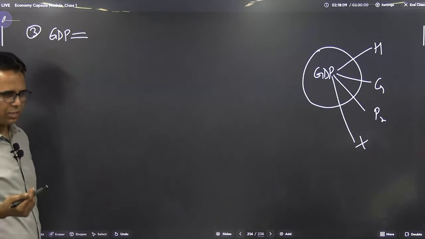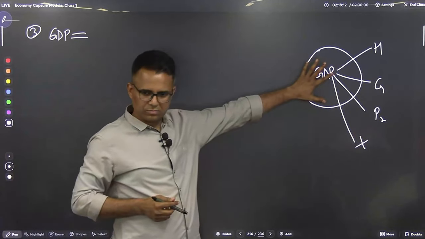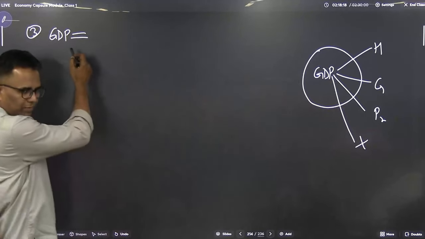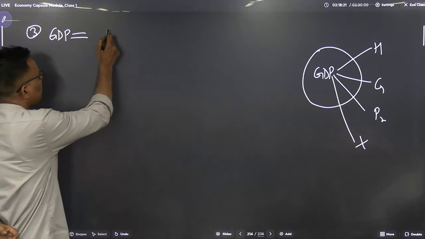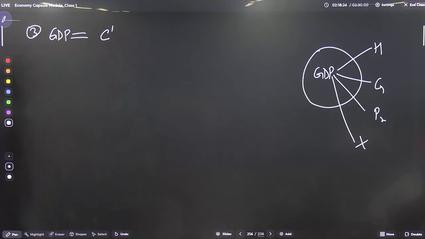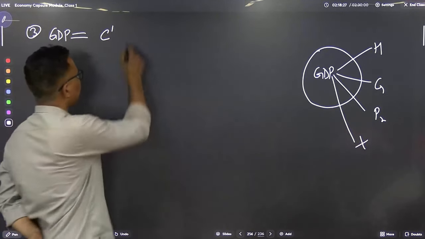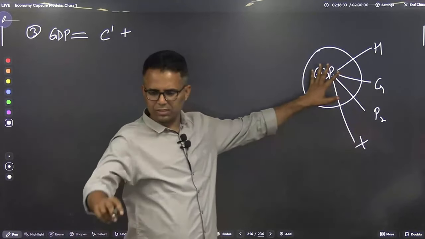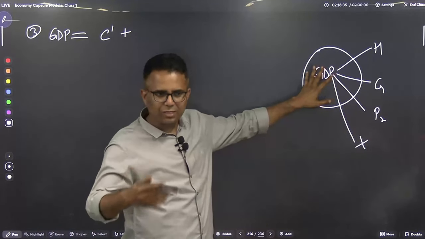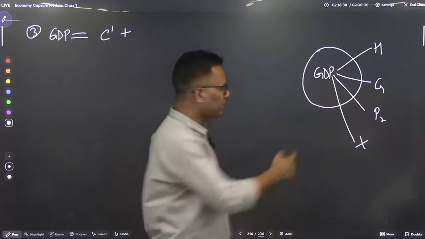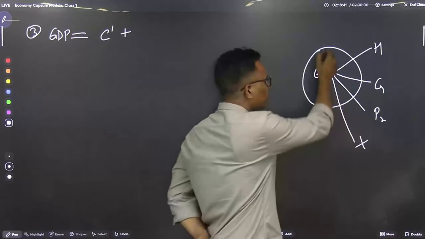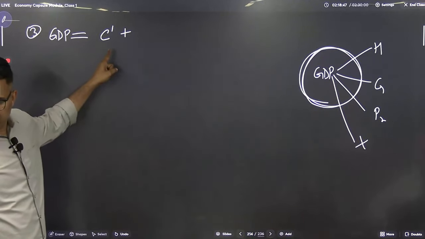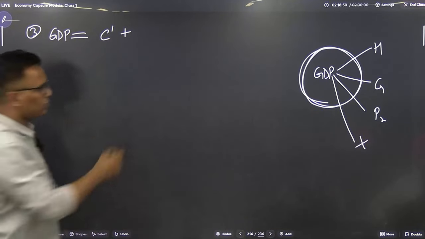Expenditure made by the household sector on domestically produced goods. Because GDP is domestic production, eh? And household purchase consumption goods. So expenditure made by the household sector on domestically produced consumption goods. Then expenditure made by the private sector on domestic. Why I'm saying domestic? Because we are calculating GDP. So whatever they are spending to purchase domestic goods, only that will be included in GDP. Expenditure by household on domestically produced consumption goods.